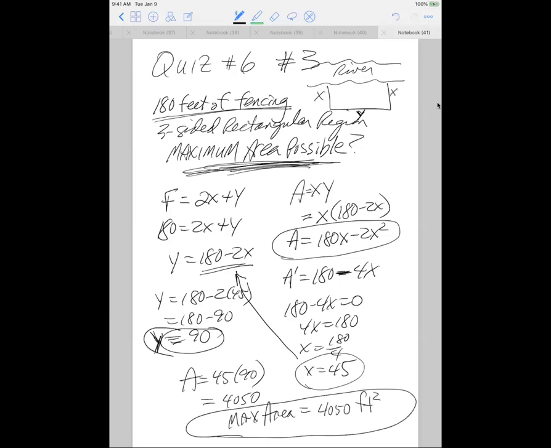Go back to the question and make sure you answer the question. All right, that takes care of number 3 for quiz 6. Hope it clarifies it for you.